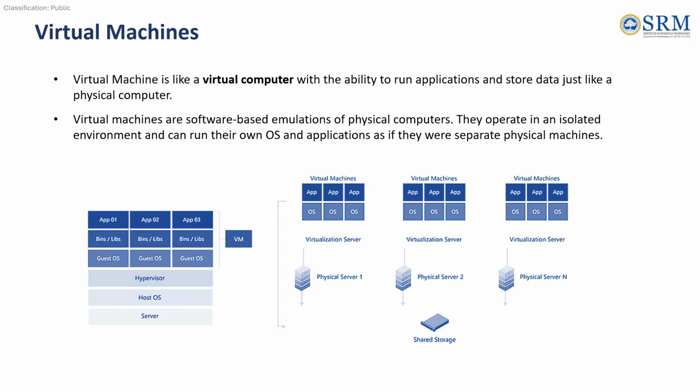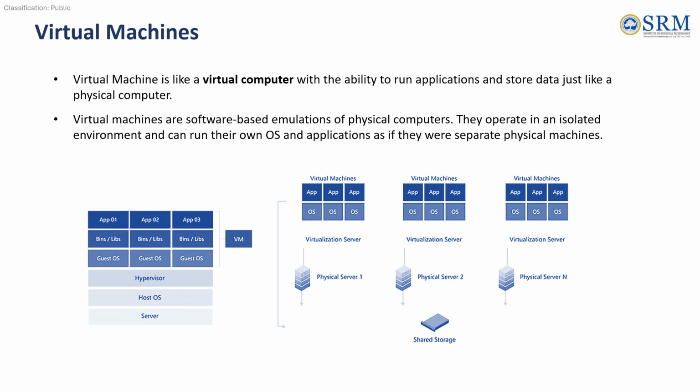Next, moving on to virtual machines. A virtual machine is a software-based version of a computer. It behaves like a real physical system and has the ability to run operating systems, applications, and store data independently. Even though it is created using software, it functions just like a separate computer inside a physical machine.